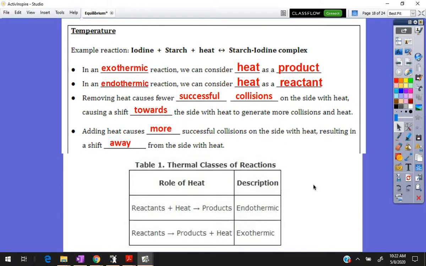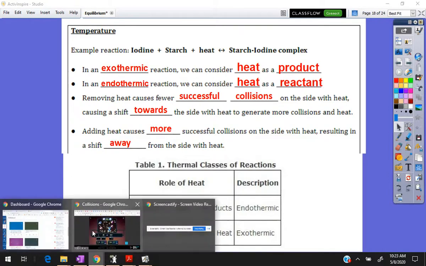If we add heat, we're increasing the average kinetic energy of our particles. We have more successful collisions, and we result in a shift away from the side with that heat. So again, if I increased heat on my reactant side, then that's going to cause more collisions with reactants, which will form more products. So we'll shift to the right. If I have heat as a product, that will cause more collisions with my products, which will shift to the left to create more reactants.